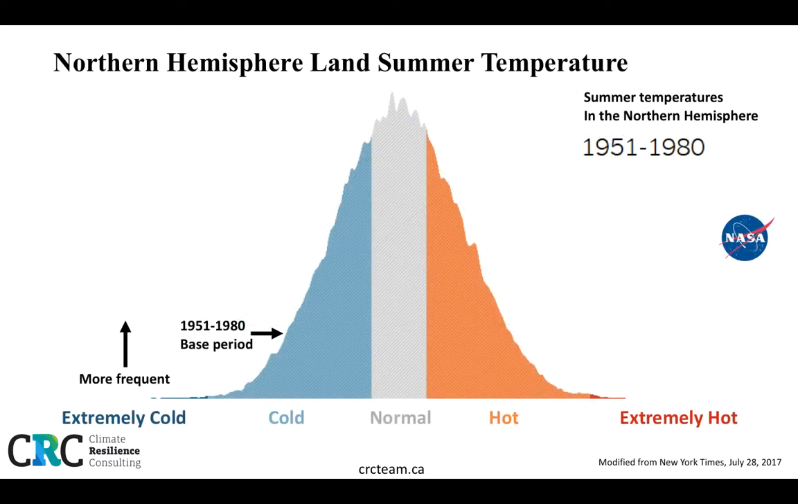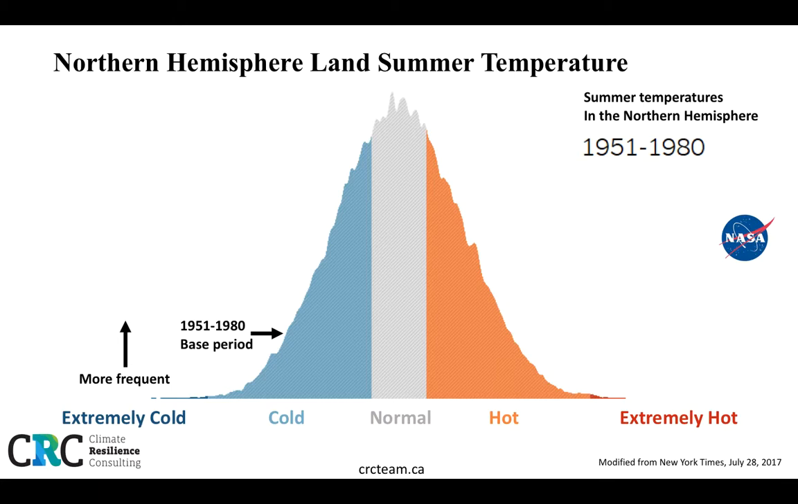Here we're looking at some real data, and this is Northern Hemisphere land summer temperature during the 1951 to 1980 base period, and this data has been provided by NASA. And you can see that the data forms a pretty good bell curve. About a third of the years were cold summers, those are in blue. About a third were normal summers, those are in gray in the middle. And about a third were hot summers, those are in red on the right. And you can see that there were very few extremely cold summers and extremely hot summers that are on the tails of the bell curve.